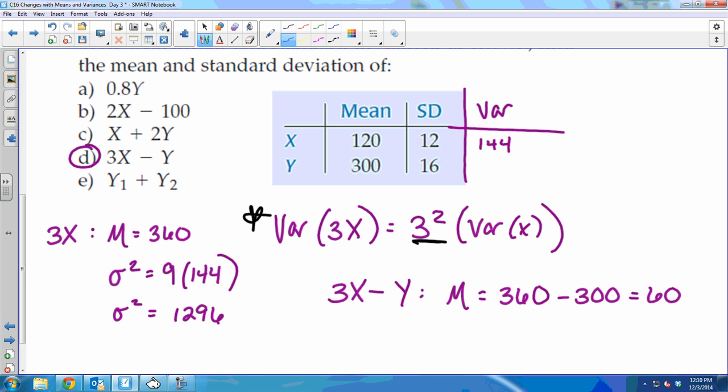This is the variance, and since we're going to be combining it in this next part, you can find the standard deviation, but it won't help you. Because when you're combining them, you have to add variances. You can't add standard deviation.